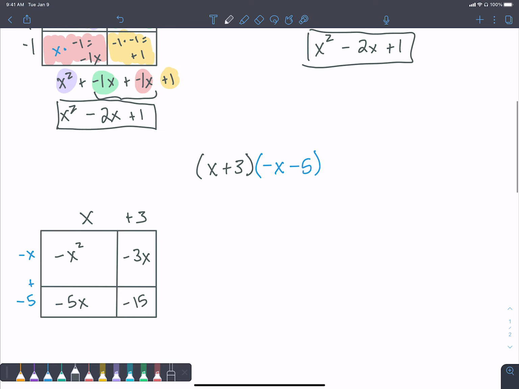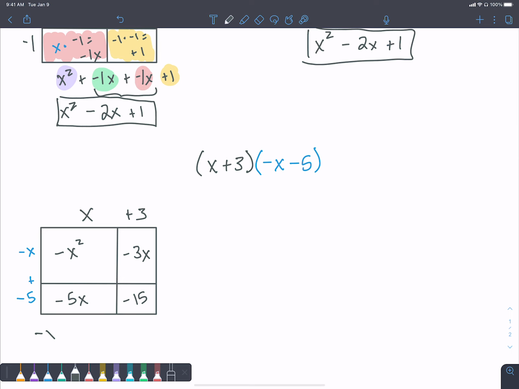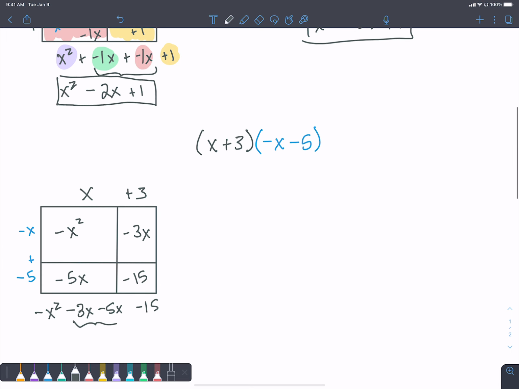So when I combine all of this, I've got negative x squared minus 3x minus 5x minus 15. I'm going to combine my like terms here, and I end up with negative x squared minus 8x minus 15. And there I have multiplied these two binomials together. Again, with the distributive property, it doesn't matter. We can do the same thing.